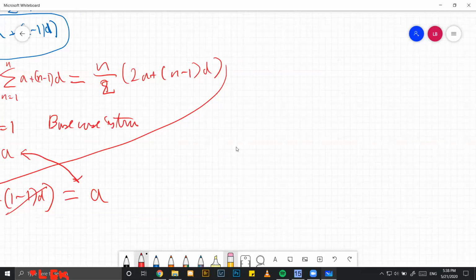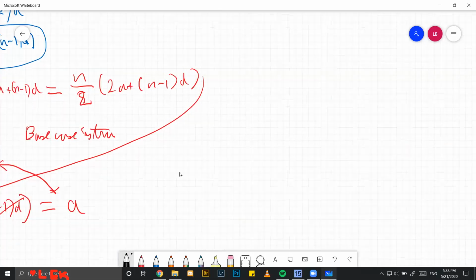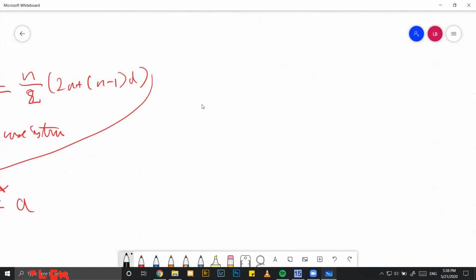I'm going to go black for this one. So the inductive step states that if we assume that this is true for some value k, then that must mean that it's also true for every future value. So let's think about this. Now we're going to start using some more sigma notation. Let n equal k be true. That's our first part, so we're going to let it be true.